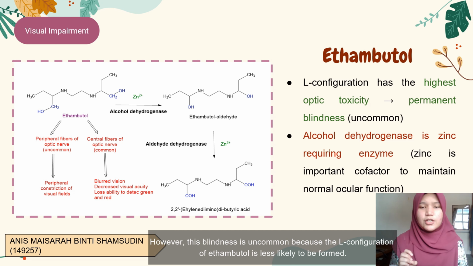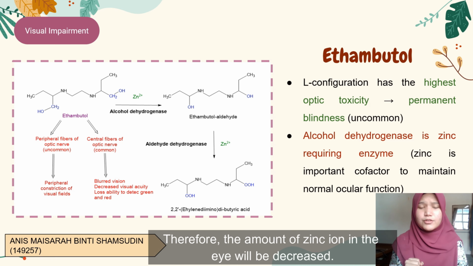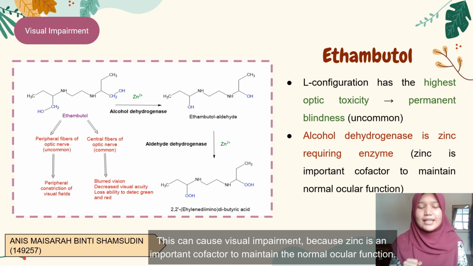In the reaction above, the enzyme alcohol dehydrogenase will require zinc ion in its reaction. Therefore, the amount of zinc ion in the eye will be decreased. This can cause visual impairment because zinc is an important cofactor to maintain normal ocular function. Therefore, if the patient has a complaint of visual impairment, the ethambutol medication has to be discontinued. This side effect usually occurs in patients with existing liver dysfunction and eye disease. However, in our case study, since JKM has not been mentioned with any of these conditions, the ethambutol medication is safe to be used.